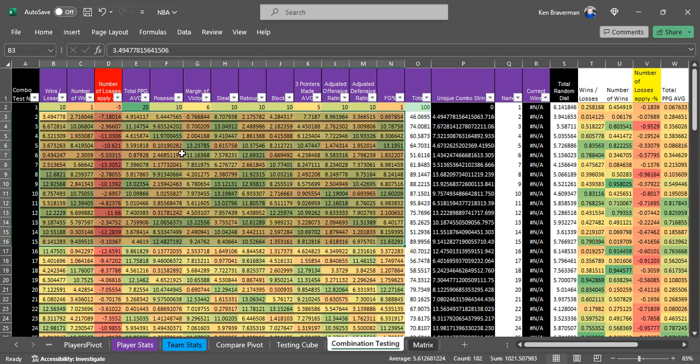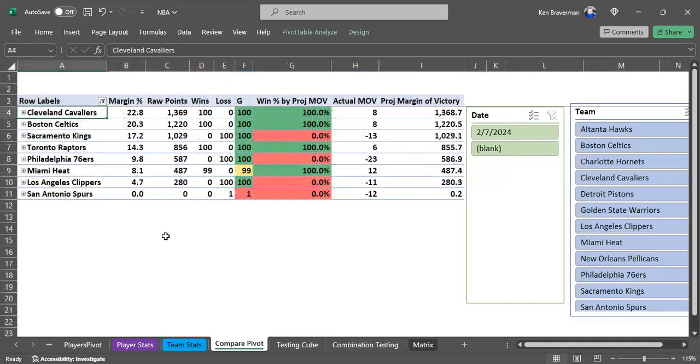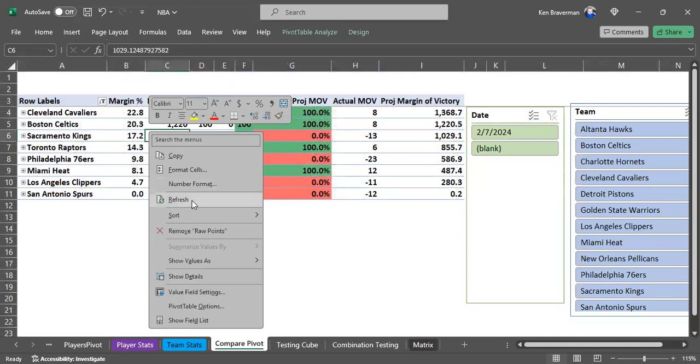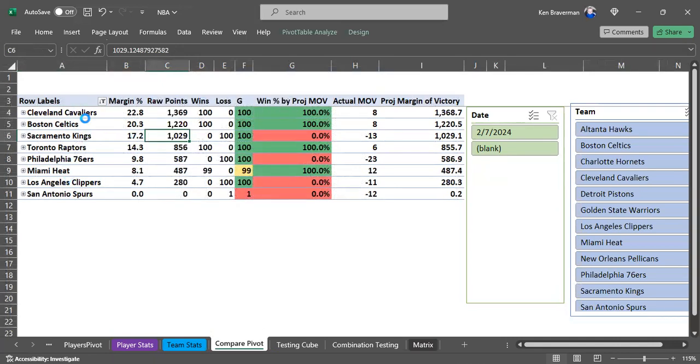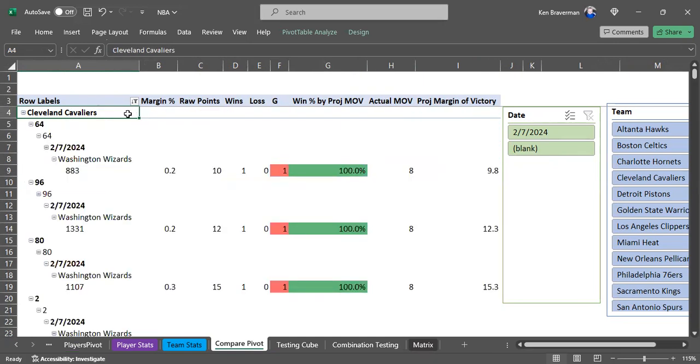Now, after you run the macro that simulates all 100 of these scenarios, it goes into this thing called the testing cube, and then it gets fed into what's called the compare pivot sheet. When you look at the compare pivot sheet, we're looking at yesterday's results. You can see that it shows you by wins and losses how many of the combinations resulted in the projected outcome, meaning we had the Cleveland Cavaliers to win this game, and in 100 of the combos said Cleveland. If you open up and you see all the different combinations, there were combinations that range from different margins. So you'll see a high low margin.